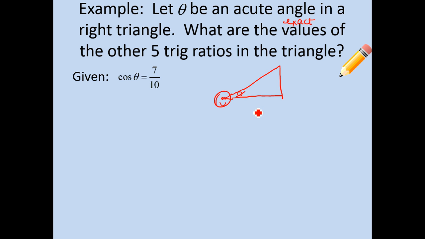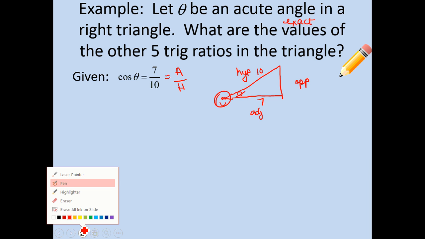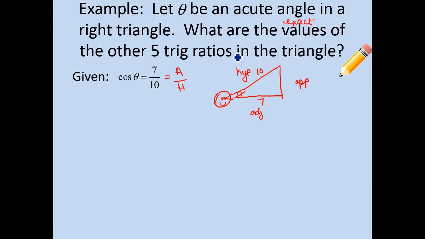This would be adjacent. This would be opposite, and this would be my hypotenuse. Now, if I know cosine, I know A over H. So I know adjacent is 7, and the hypotenuse is 10. I am going to put those in different colors here. I know this is 10, and I know this is 7.